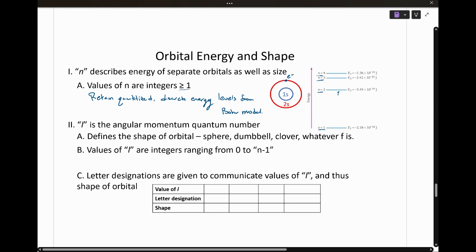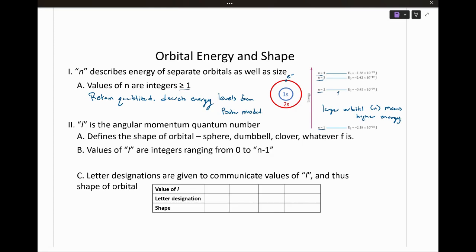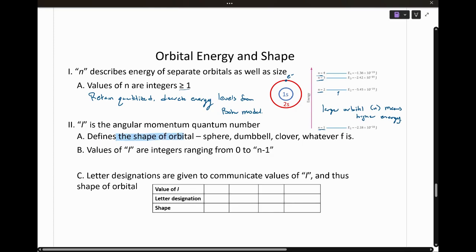And, as I mentioned, a larger orbital, which means a larger n, means higher energy because it is getting less stabilization from the positive nucleus. Okay. We then have our L value, which is the angular momentum quantum number, and I said that it defines the shape of the orbital.